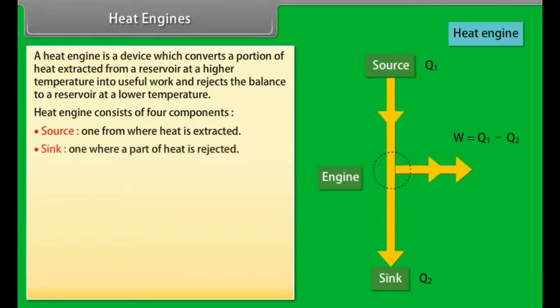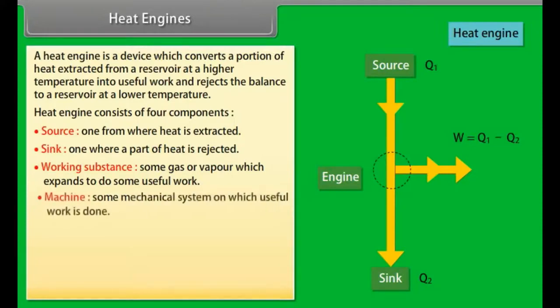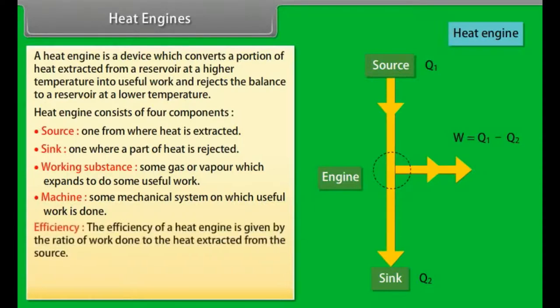Sink: one where a part of heat is rejected. Working substance: some gas or vapor which expands to do some useful work. Machine: a mechanical system on which useful work is done. Efficiency: the efficiency of a heat engine is given by the ratio of work done to the heat extracted from the source. Efficiency is equal to 1 minus Q2 by Q1.